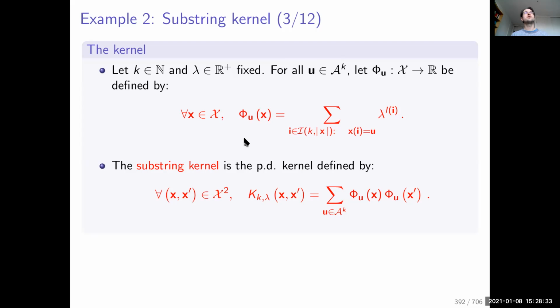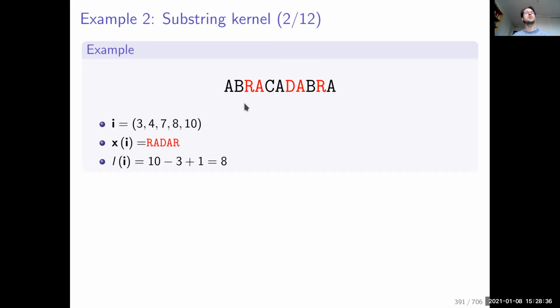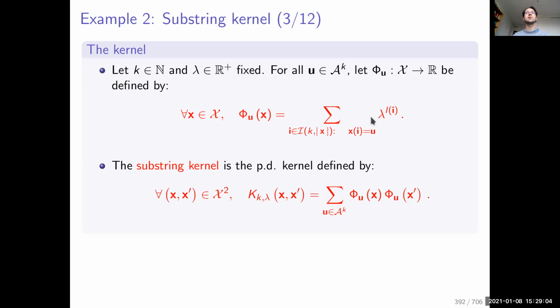Now, of course, it will not be fair. For example, let us come back. It would not be fair to say that radar appears once in the sequence and that dabra also appears once. Why? Because dabra appears exactly once here without any gap, and radar requires 3 gaps. So intuitively I want to put a larger weight on dabra, and a small weight on radar.